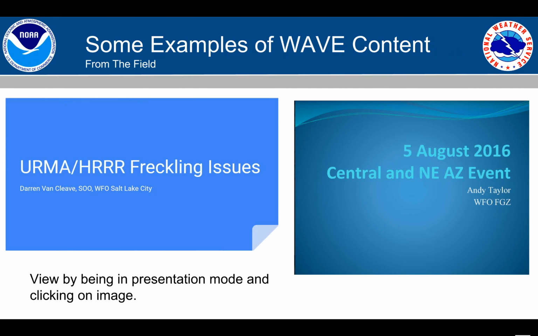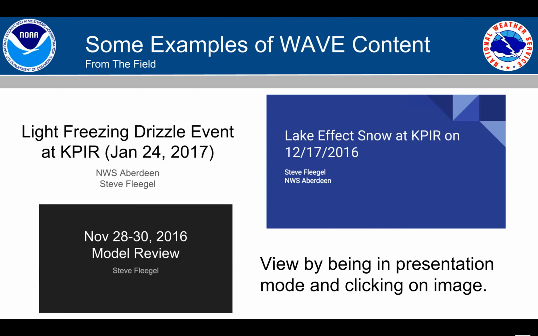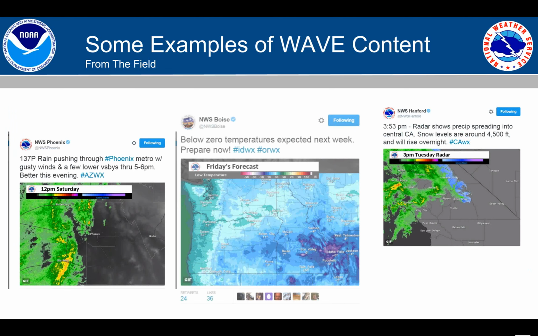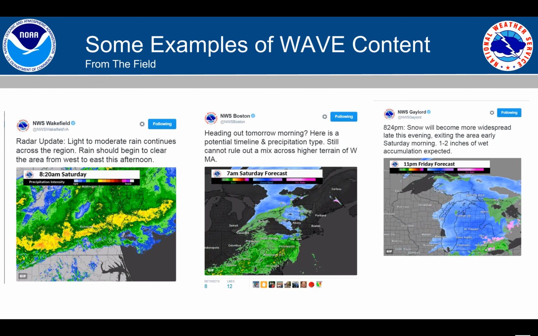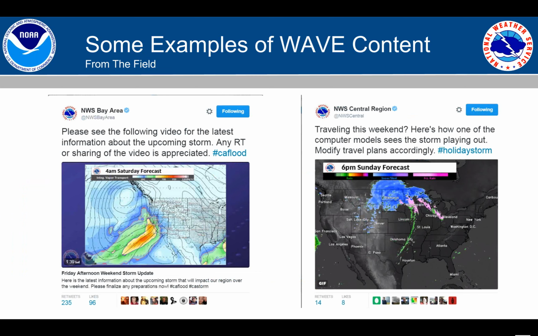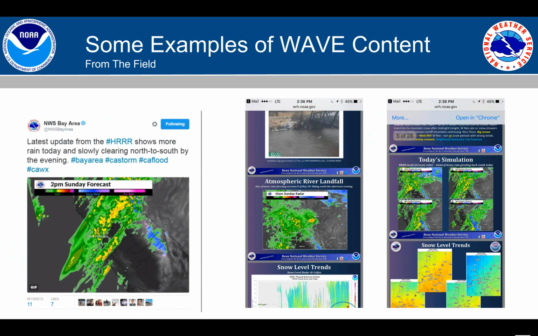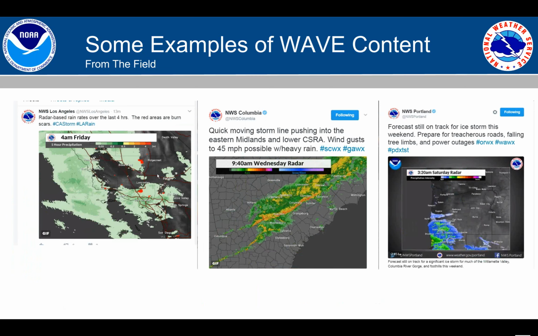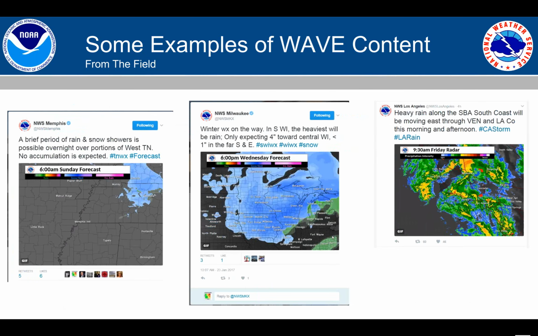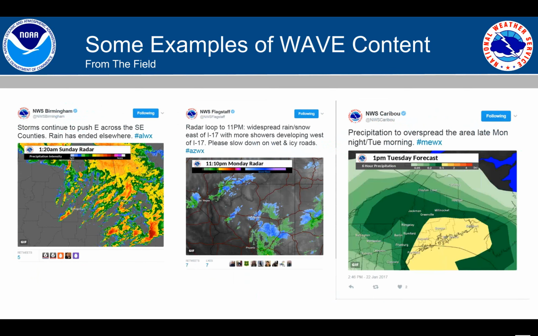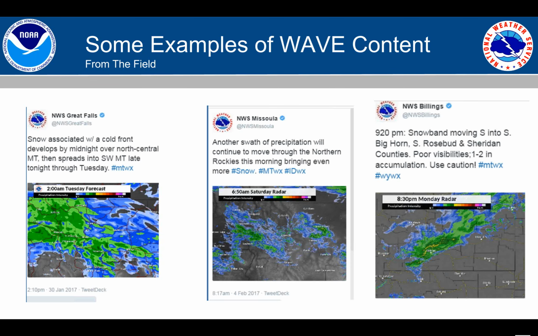I'm right at about 15 minutes, and I'm almost done here. But these are examples of how SUs have used it. I'm going to quickly go through and show you how the field's been using this. Phoenix, Boise, Hanford. These are from Twitter feeds. Boston, Wakefield, Gaylord, Central Region, Bay Area. On the right is a partner email from Reno, LA, Columbia, Portland, Milwaukee, Memphis, Birmingham, Flagstaff, Caribou, Billings, Missoula, Great Falls.